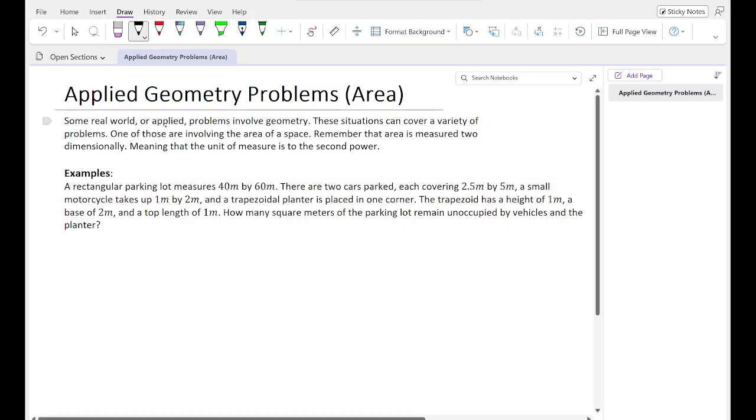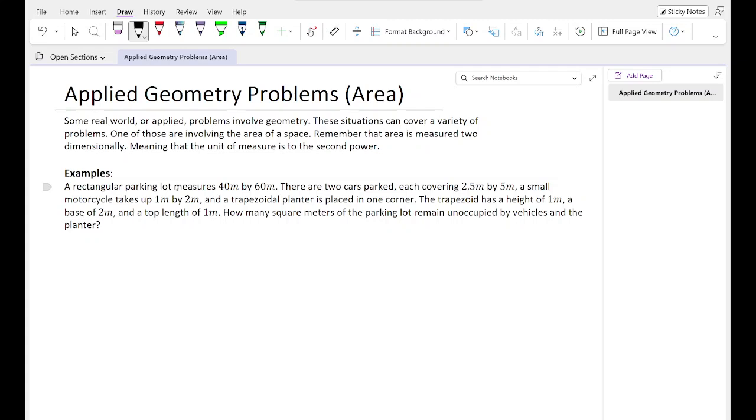Some real-world problems or applied problems involve geometry. These situations could cover a variety of problems. One of those involves the area of a space. Remember that the area is measured two-dimensionally, meaning that the unit of measure is going to be to the second power. So think like square feet, square yards, square inches. So let's look at some problems.